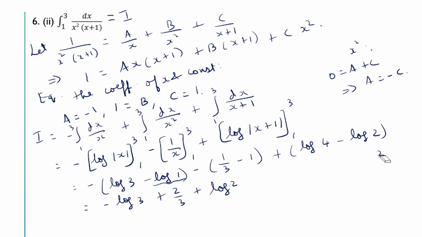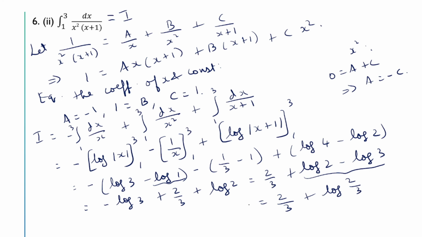Now we got log 2 minus log 3 plus 2 by 3. So log 2 minus log 3 is log 2 by 3. Let me rearrange and write first. It is 2 by 3 plus log 2 minus log 3. Now we know that log a minus log b is log a by b. So this is equal to 2 by 3 plus log 2 by 3.